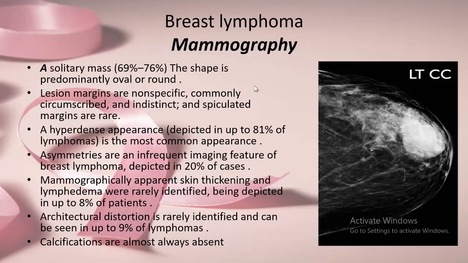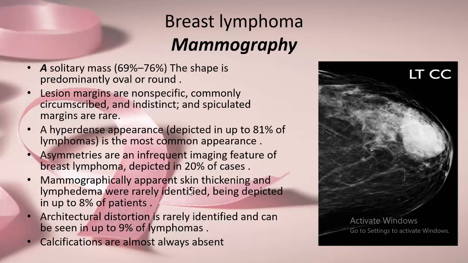Breast lymphoma on mammogram appears as a solitary mass in 69 to 76% of cases. The shape is predominantly oval or round. The lesion margins are non-specific, commonly circumscribed and indistinct, and spiculated margins are rare in the case of breast lymphoma. A hyperdense appearance is seen in 85% of breast lymphoma on mammogram. Asymmetries are infrequent imaging findings of breast lymphoma, detected in the rest 20% of cases.